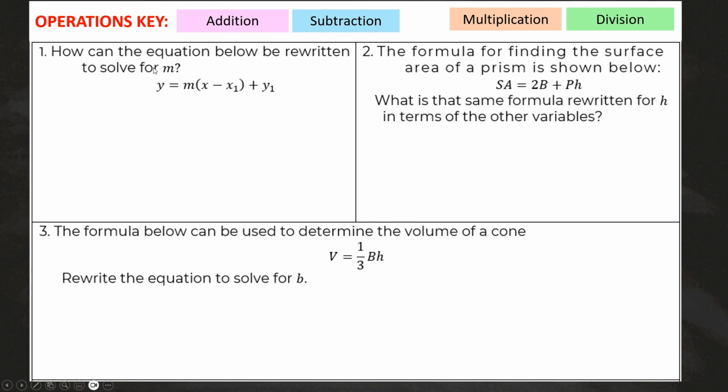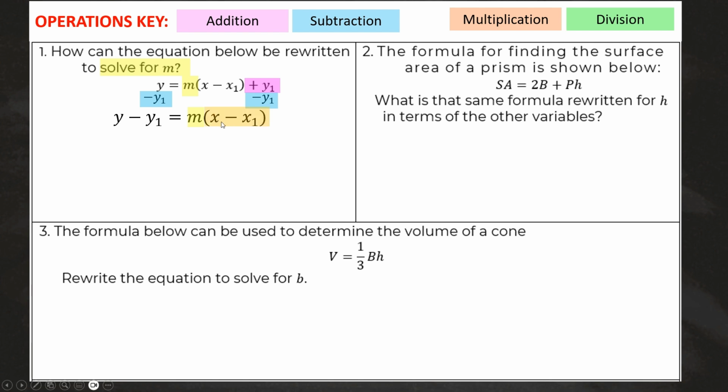All right, how can the equation below be rewritten to solve for M? So we need to get the M by itself. First, we're going to get rid of this addition. So we're going to subtract, because the inverse of addition is subtraction. So we have y minus y1. Those are not like terms because this one has a subscript of 1. So we're just going to write it as y minus y1 equals M multiplied by x minus x1.